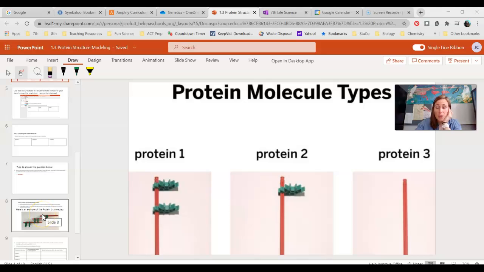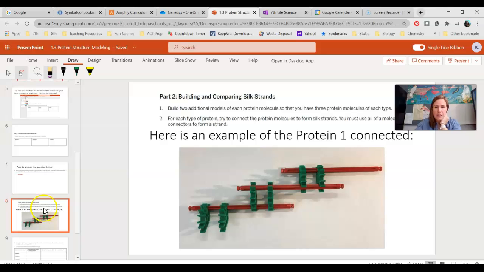Okay? So part 2, you would actually test your theory on the question you just answered. I did an example for you. I have this little protein molecule that I built, and you can see a picture of it right in front of you.